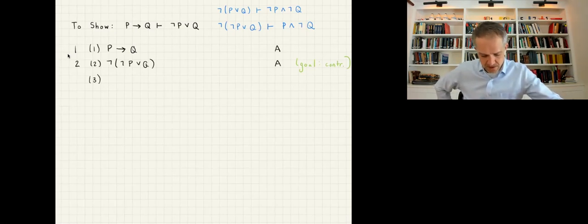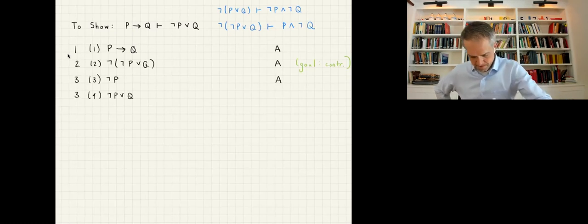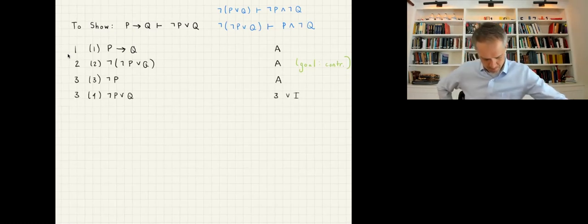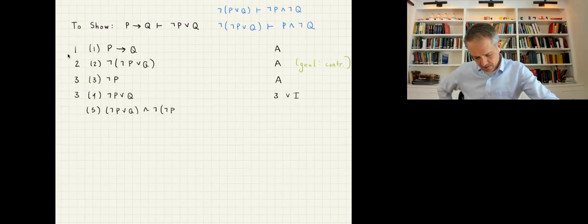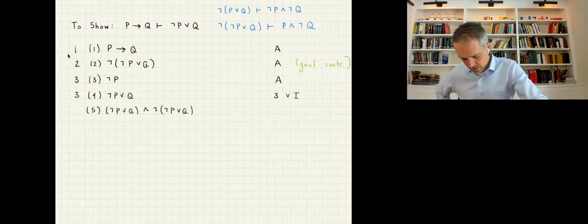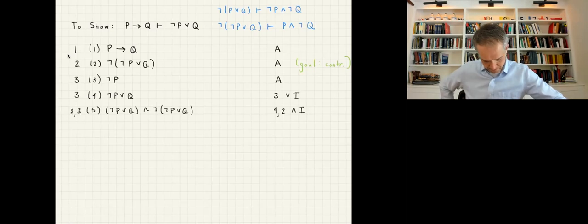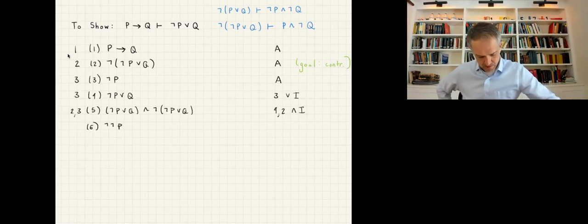Okay, so what I'm going to do here is I'm going to start by just explicitly showing I can get P. So I assume not P. Okay, and that gives me a contradiction, not P or Q, and not P or Q. So that's 4 and 2, give a contradiction. Okay, so that means not P follows from 2.